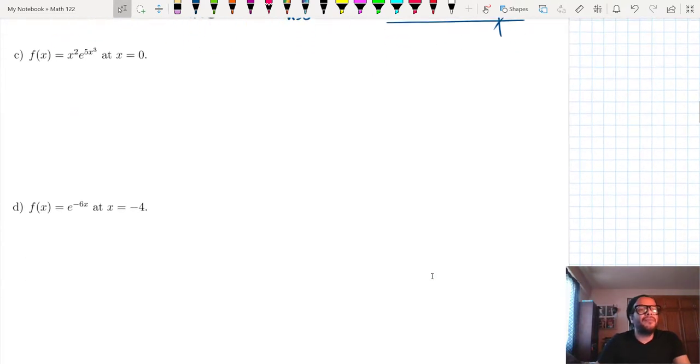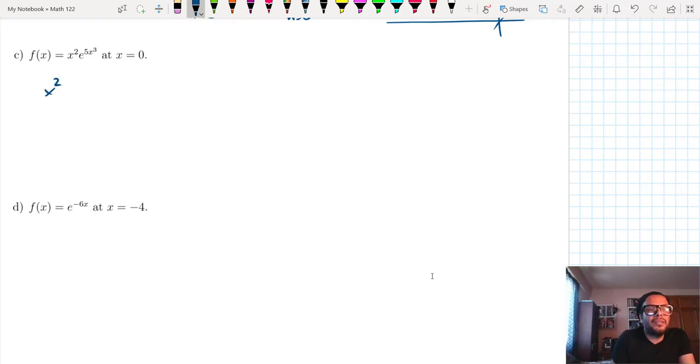All right, letter C. What about the function f of x equals x squared times e to the 5x cubed at x equals 0? Okay, the good thing is we won't need to find any shifting because it's centered at 0. We don't have to add that special version of 0, like the plus 3 minus 3 like we did in the previous example. Okay, so we are going to do the following.